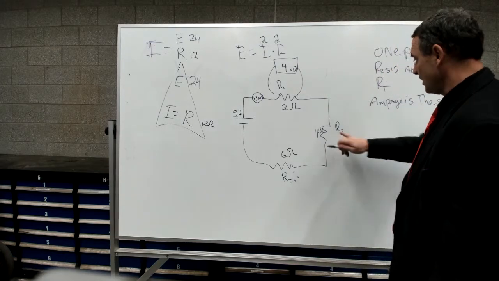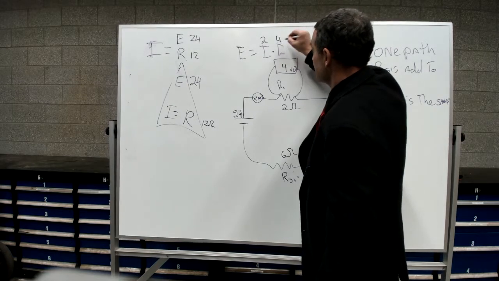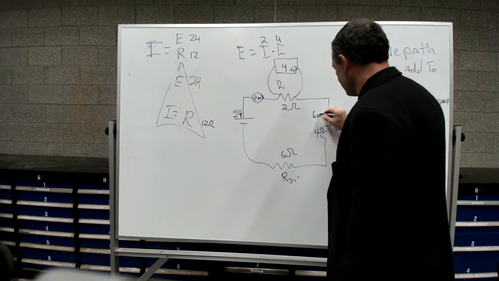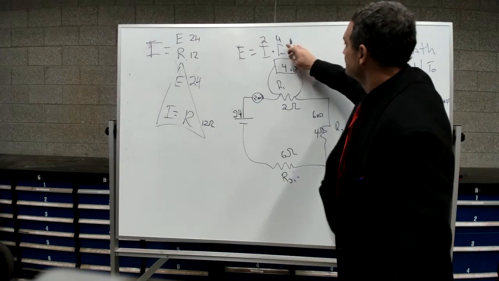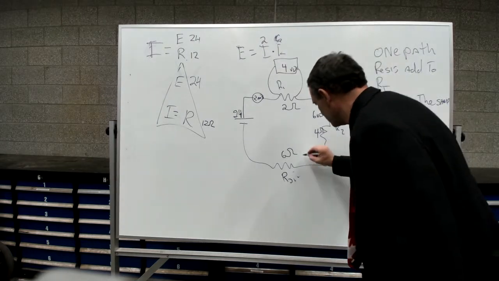Now I can continue on. This one's 4, so the resistance is 4. So that 4 times 2 is 6. So we got 6 voltage drop there. And then finally here we got 6. Yep, put a 6 there. So this is going to be 12 voltage drop.